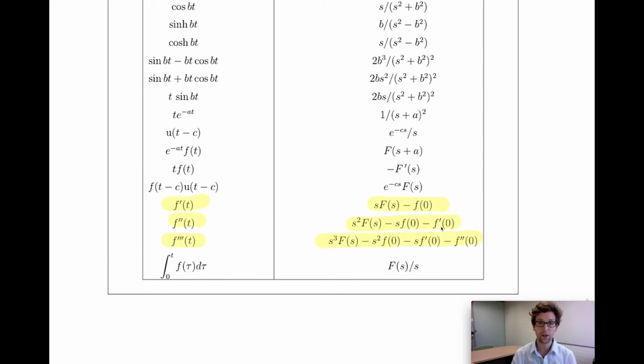So you can see that one of the interesting things here is that we're going to be using the initial conditions, f0, f prime 0, and so on, right at the beginning. So that's in contrast to the case where we were solving differential equations earlier in the course, where we would only use the initial conditions at the very end of the problem. Here we're going to apply the initial conditions at the very start. So let's prove these relationships and then apply them to a differential equation.